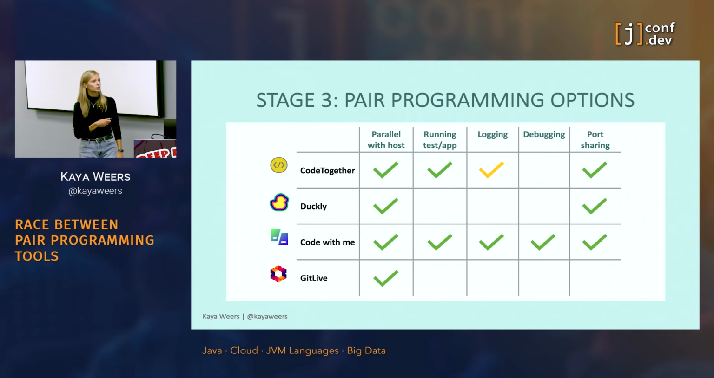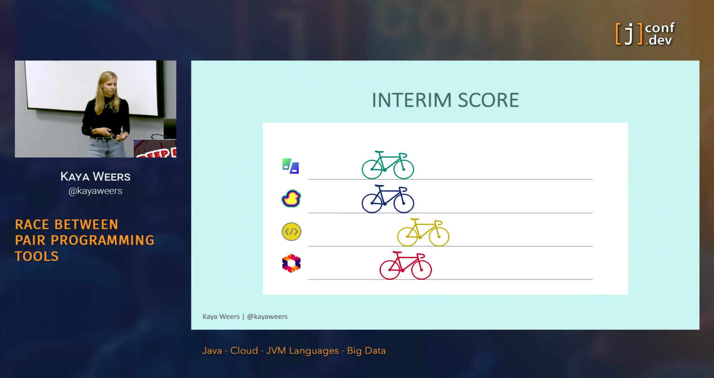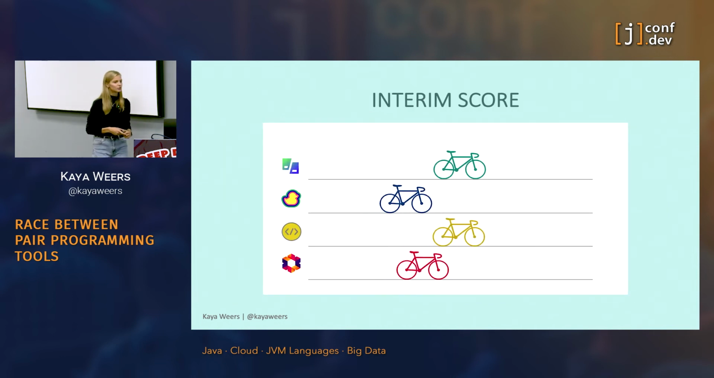So I think it's already quite clear, but Code With Me won this stage. I think their debugging is really excellent, and also the other options are extensive and really easy to work with. So it's getting closer to Code Together now, and they're both first.